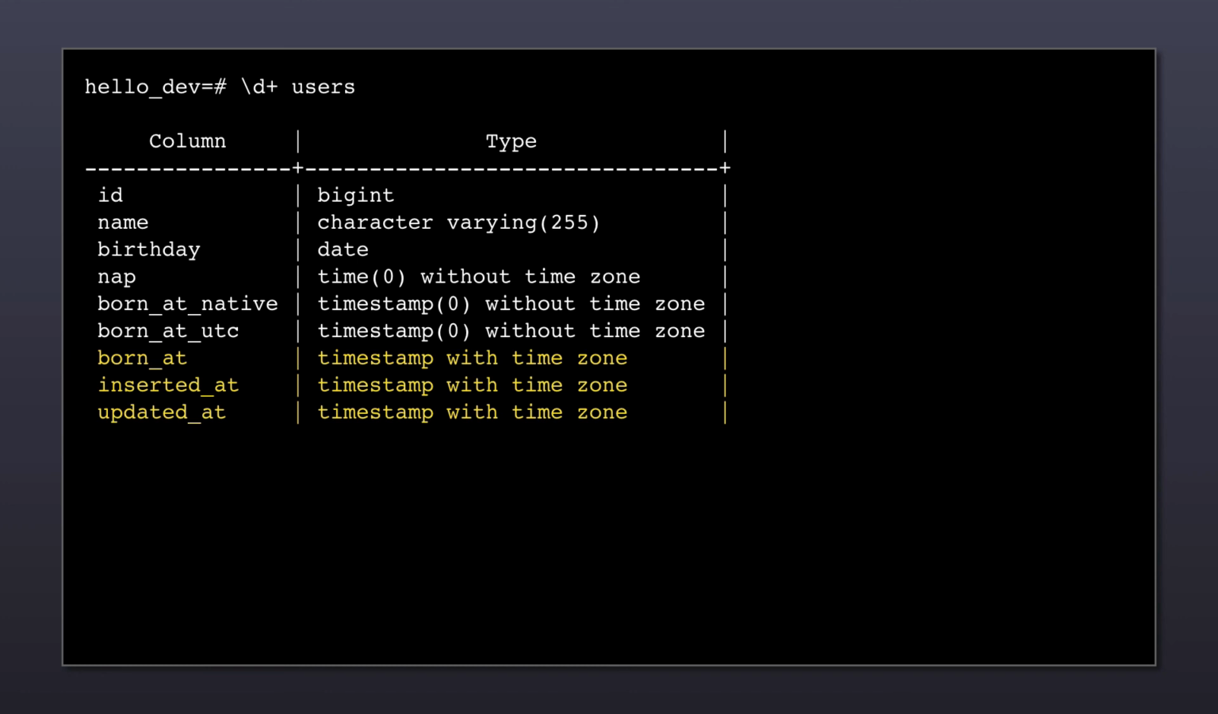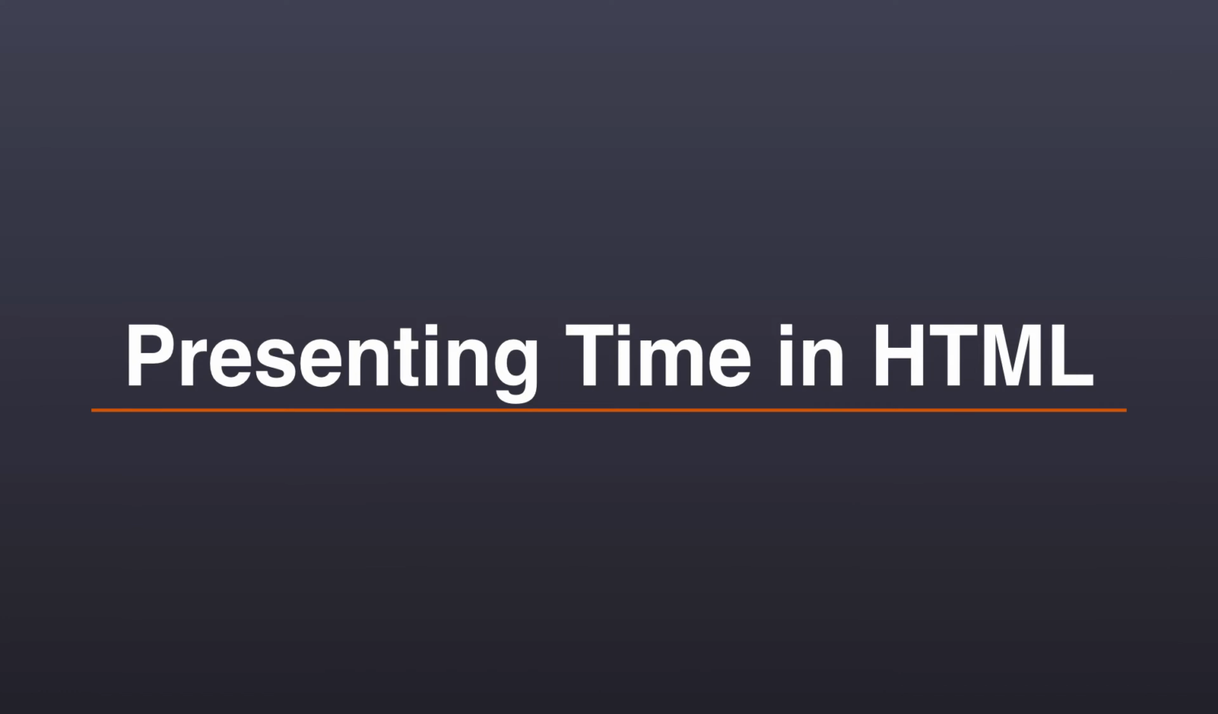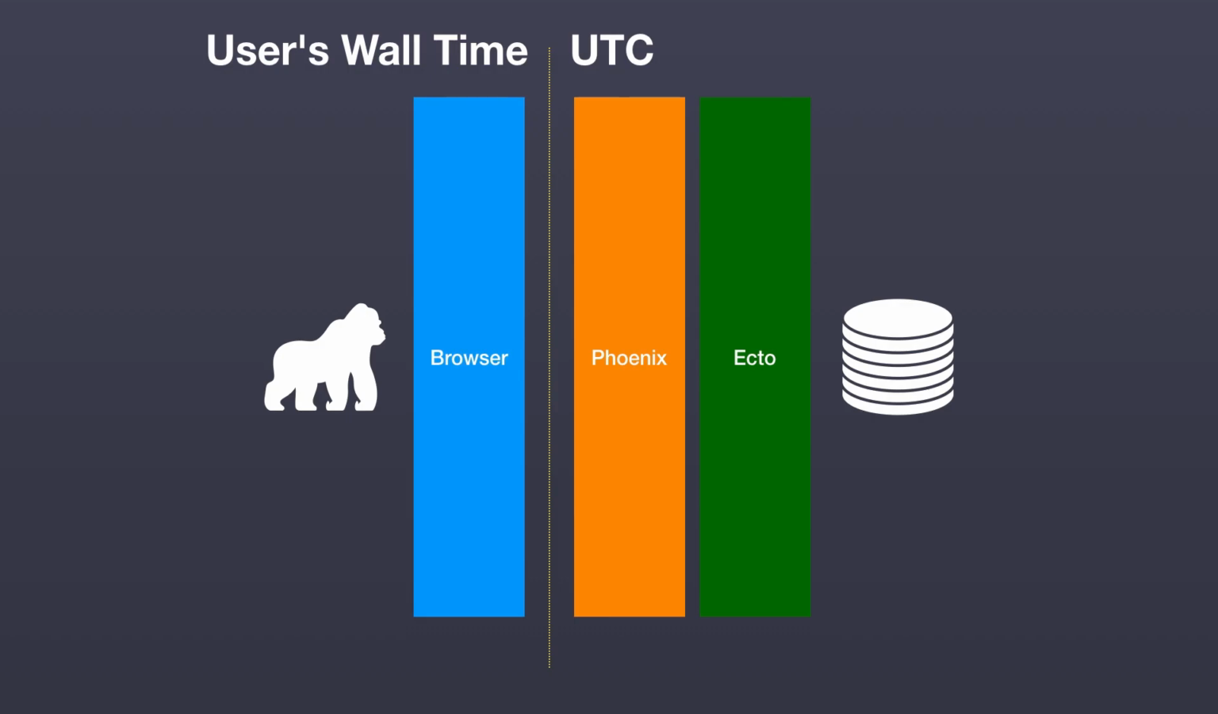Okay, so now we'll move on to talking a little bit about HTML and web apps and Phoenix. So here's our scenario. We've got the user using a browser and thinking in wall time. And then we've got our web app in Phoenix talking to Ecto, which eventually will talk to Postgres. And why is this a challenge? This is a challenge for a couple of reasons.